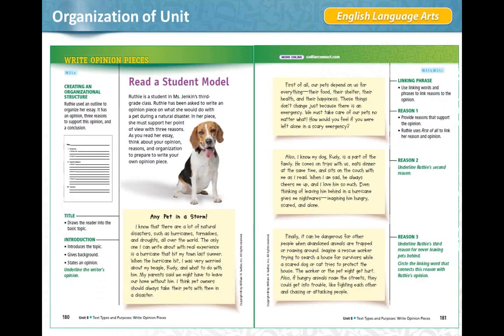So we begin this unit with reading a student model. Here are the standards. It is important for students to see peer writing models: what is good, what is to their liking, what is to their interest level. So in this case, Ruthie is a student and she's taken the opinion of saving pets during natural disasters.